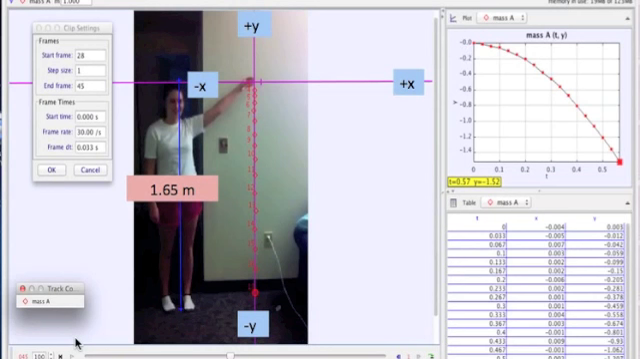The axis is set to that of a normal Cartesian plane, with the origin at the center of the Milky Way at t equals 0. And as you can see, the motion of the falling object is in the negative y direction.